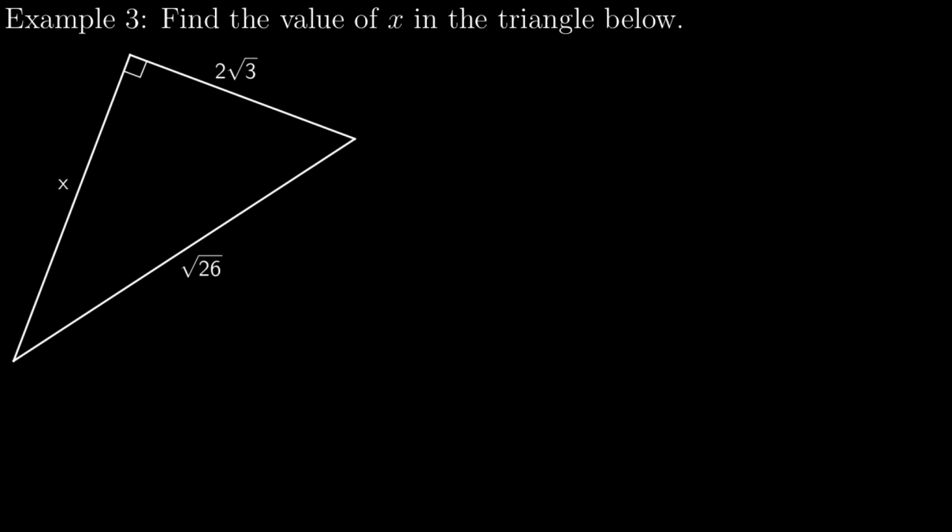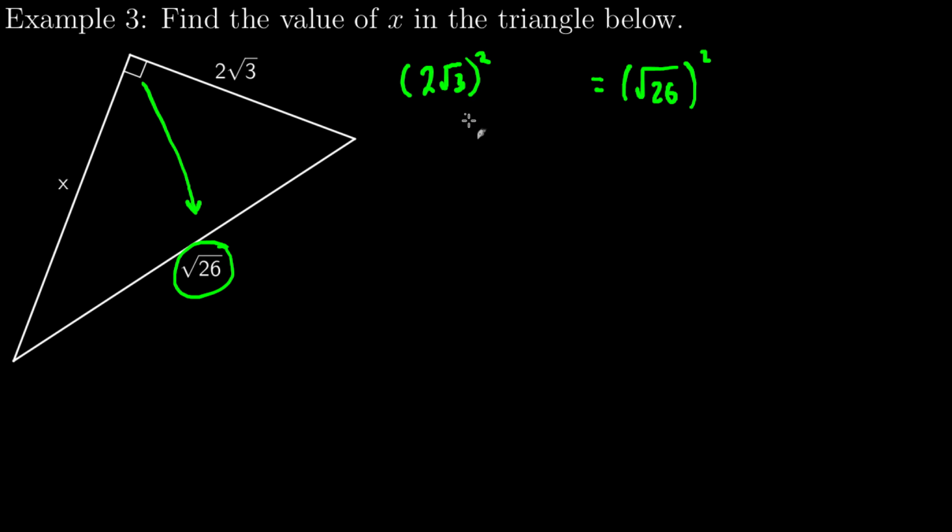Okay, another problem, same method. Find c. In this case, c is root 26. So I will have the square root of 26 squared by itself. A and b can be any order, so I'll have 2 root 3 squared for my a squared, and x squared for my b squared. I'll go through and do the math. So 2 squared is 4. Root 3 squared is 3. Those are multiplied together.